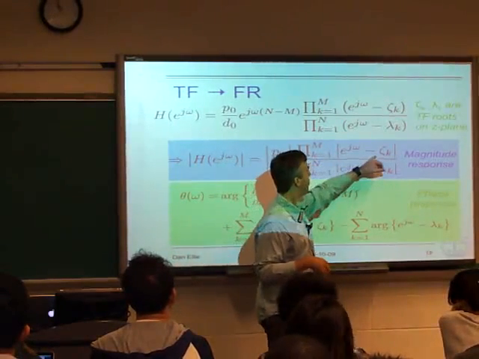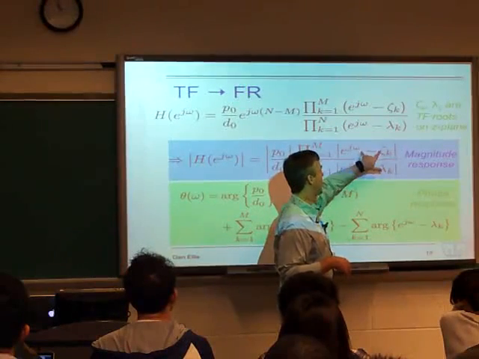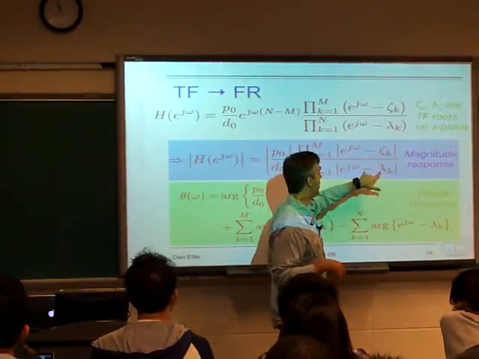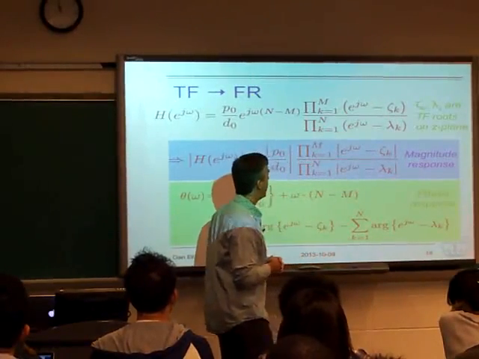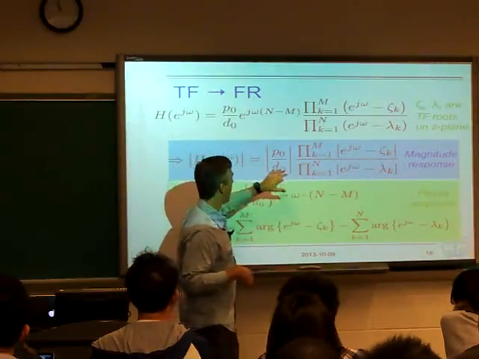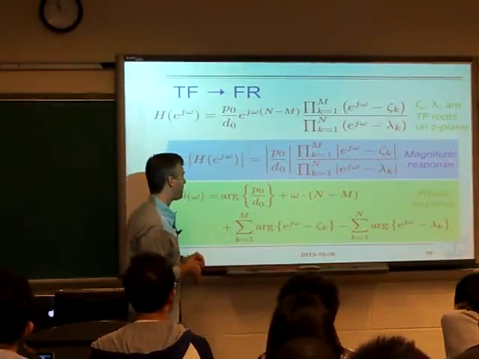And then the product of these individual e to the j omega minus zeta terms, the magnitude of that, divided by the product of the e to the j omega minus lambda terms, the magnitude of each of those. So that gives us the magnitude response directly as a function of the poles and zeros.